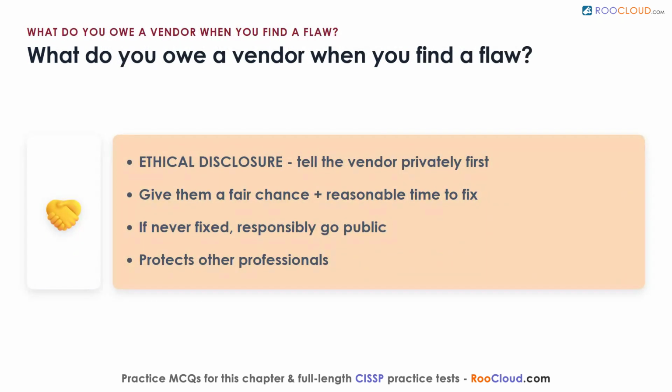What do you owe a vendor when you find their flaw? A responsible, private heads up before the world hears about it. Security professionals often stumble onto unknown vulnerabilities in someone else's product. Ethical disclosure says you tell that vendor first, giving them a fair chance to build a fix. You also give them a reasonable amount of time to act. If they never do, you may responsibly go public, so other professionals can protect themselves. It is the courtesy of knocking before you shout, balanced against the duty to warn everyone else.